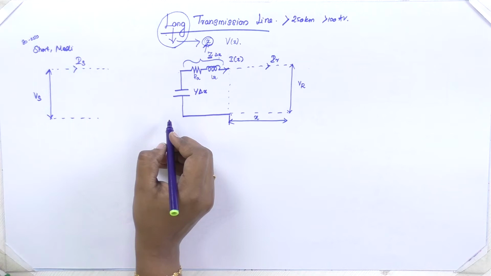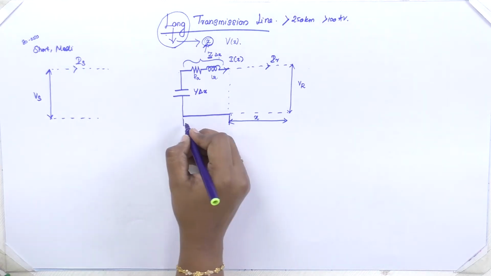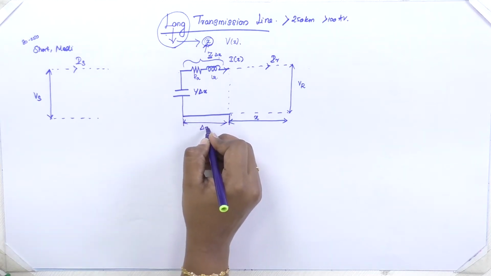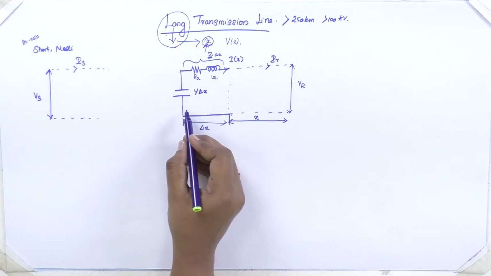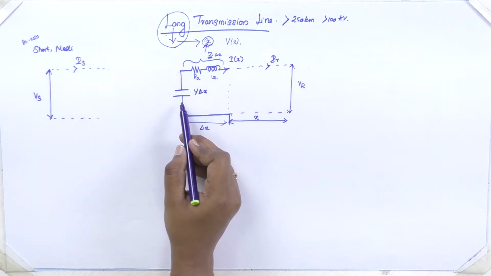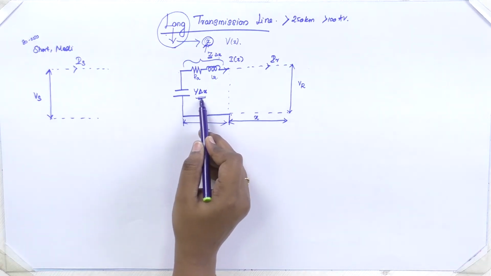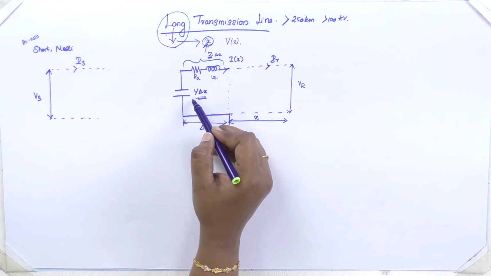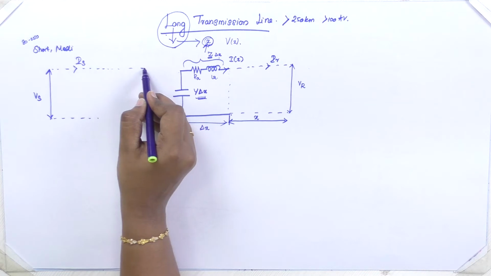This shunt capacitance is at a point of del x, that is a small differentiation with respect to the distance x. I have this capacitance with shunt admittance Y, and the distance will be del x. So this is Z into del x, and the shunt capacitance will be Y into del x.